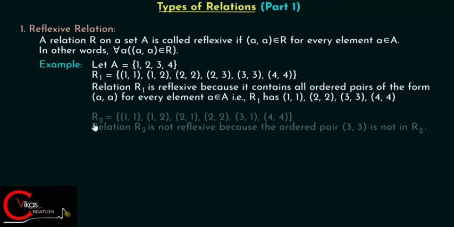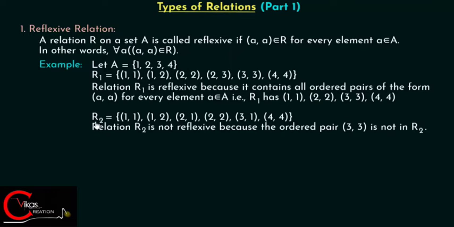Let's see one more relation. Let's say R2 is a relation which consists of these ordered pairs: (1, 1), (1, 2), (2, 1), (2, 2), (3, 1), (4, 4). This relation is not reflexive, let me tell you, because the ordered pair (3, 3) is not in R2. We have (1, 1), we have (2, 2), we have (4, 4), but there is no (3, 3) inside R2. Hence, R2 is not reflexive.